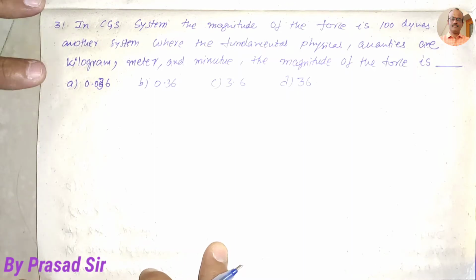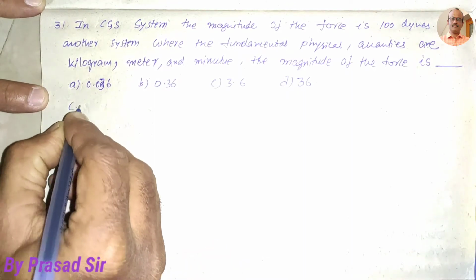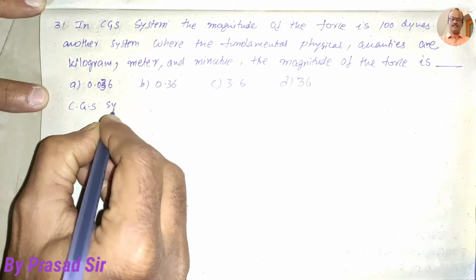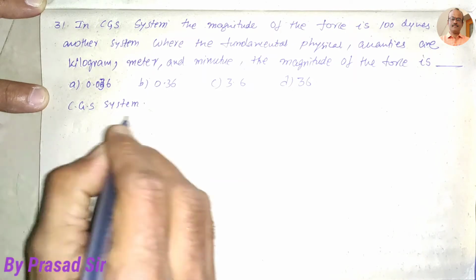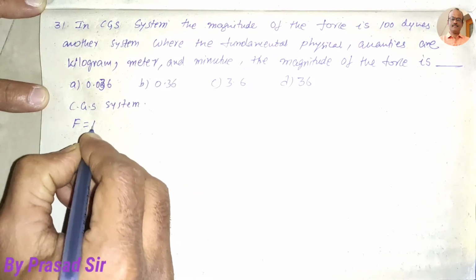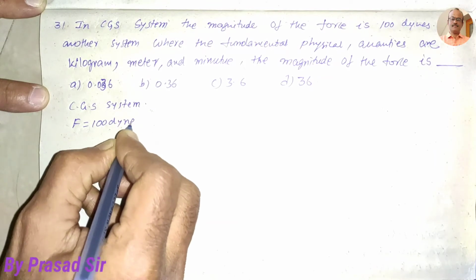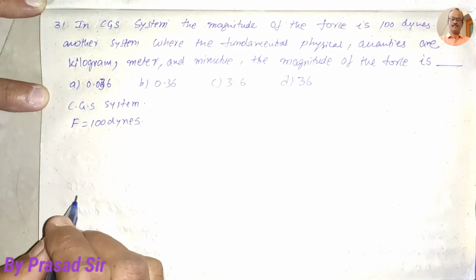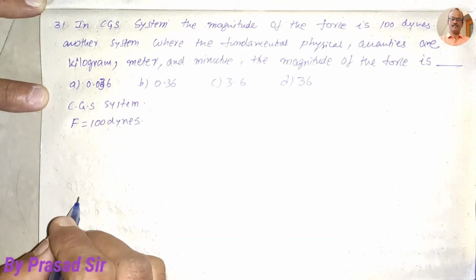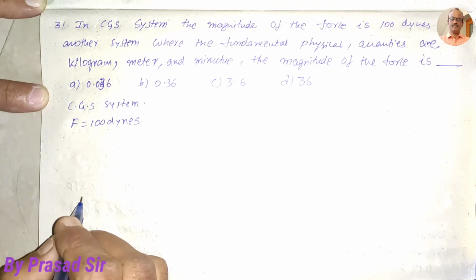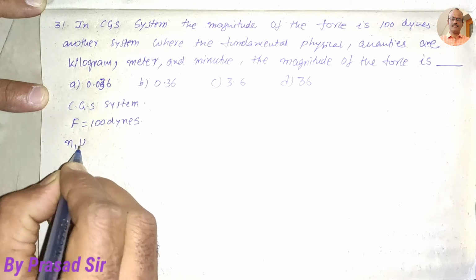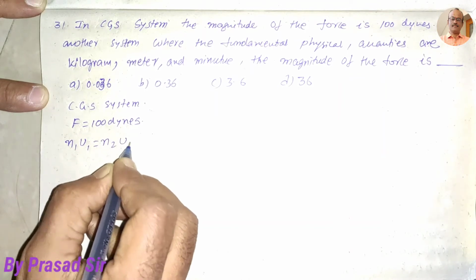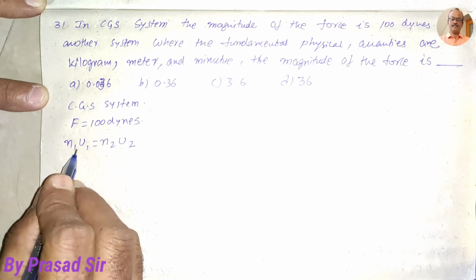So here in this problem, first of all, given in CGS system, the unit of force, that means magnitude of force, is equal to 100 dynes. But here in another system, the fundamental physical quantities are kilogram, meter and minute. So the magnitude of the force in another system is how much? We know the formula, that is n1 u1 is equal to n2 u2, numerical value and unit.